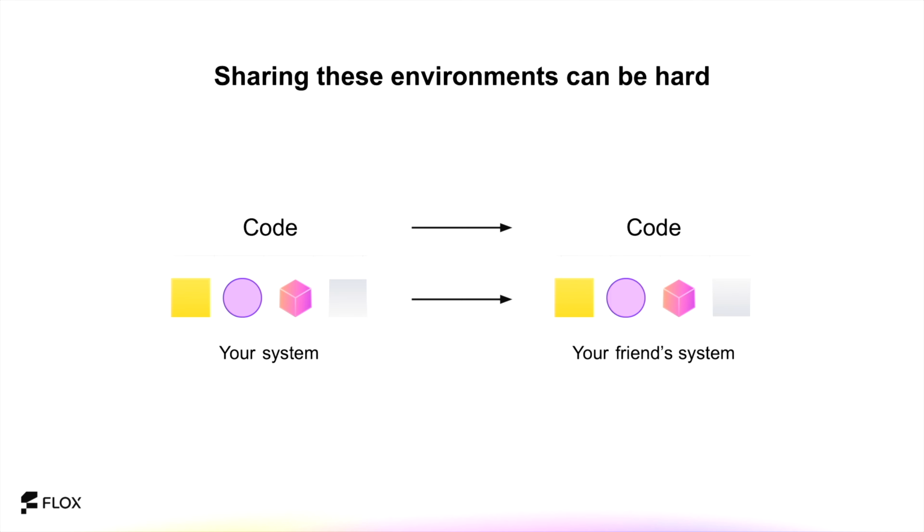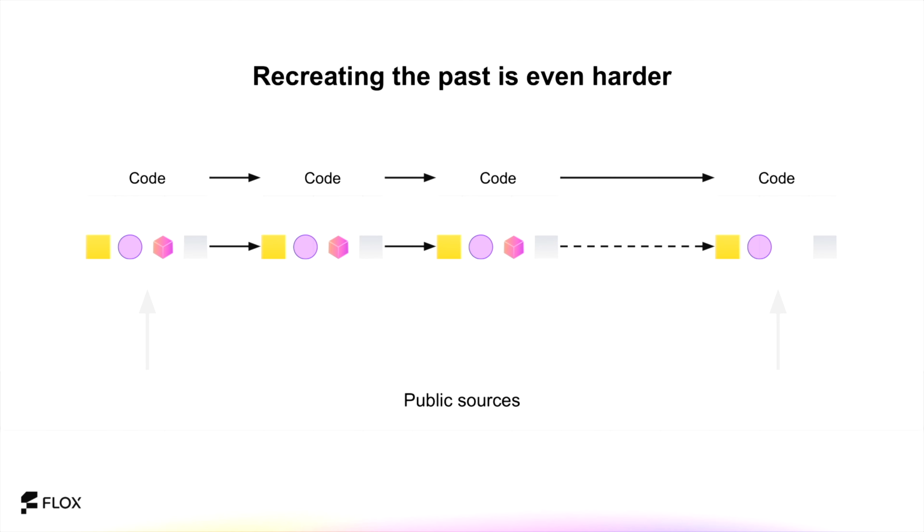And sharing these environments can be really, really hard. Picking up this whole mountain of stuff and giving it to your colleague can be really, really hard. And recreating the past is even harder. If you want to work on a project and set it aside for 6 months and then pick it back up again, this can be a nightmare. Has anyone experienced this thing where they pick up this project from 6 months ago and it just doesn't work anymore and you have to spend a whole bunch of time figuring out how to get it to work again?